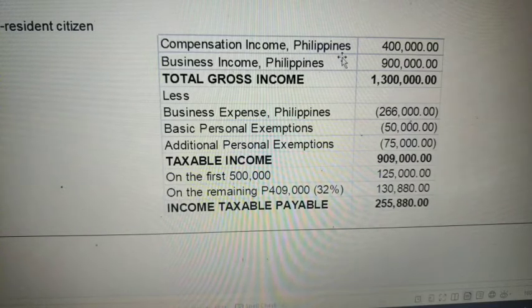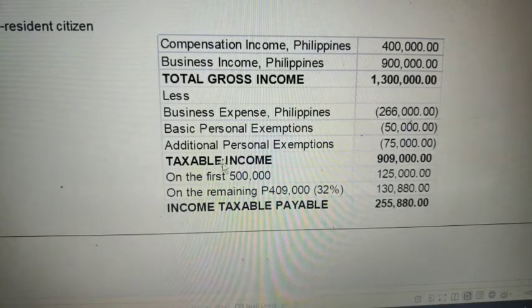So as you can see, kanina, pare-pareho lang yung processes of solving. Okay? You will first solve the total gross income, you less the business expenses, the basic personal exemption, the additional personal exemptions. But for the non-resident citizen, you are only to solve for the compensation income in the Philippines and the business income in the Philippines. So, yan lang mga amount na income from the Philippines ang isasama mo to get the total gross income. And then, you will less the business expenses, the basic personal exemption, additional personal exemption.